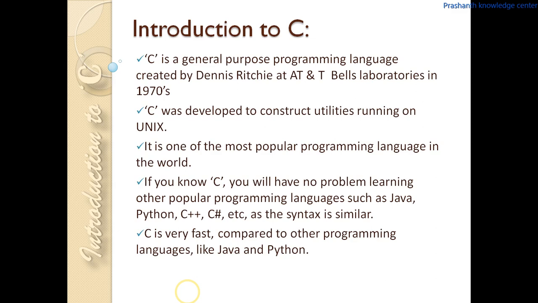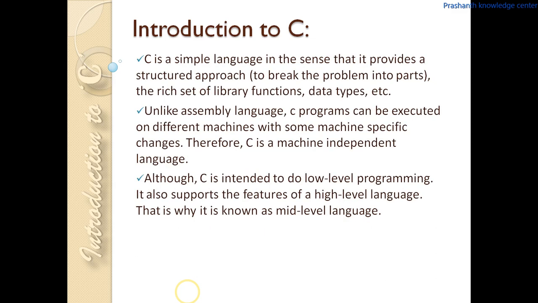C language is one of the most popular programming languages in the world. We can say if you know C language, you will have no problem learning other languages like Java, Python, etc. C language is very fast compared to other programming languages like Java and Python. C language is a simple language in the sense that it provides a structured approach, a rich set of library functions, data types, etc. C language is called a procedural oriented language, whereas the other languages developed after C language, that is C++ and Java, are called object oriented programming languages.